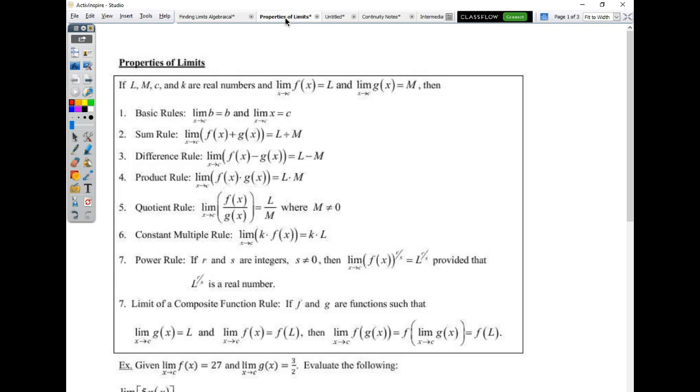Let's talk about some properties. All right, these are going to look absolutely terrifying to you in the beginning, and after we do about 3 or 4 of them, you're going to think that these are the greatest things in the world. They are so very nice.